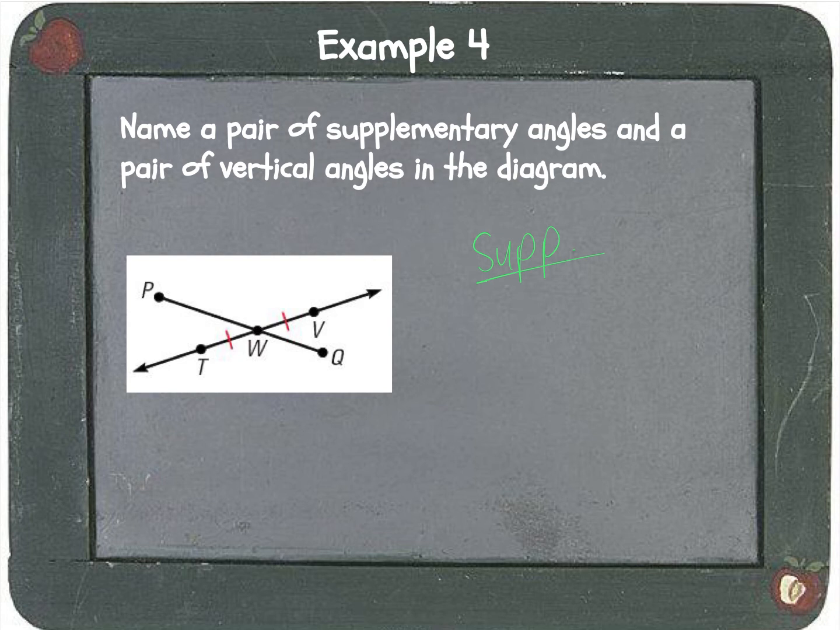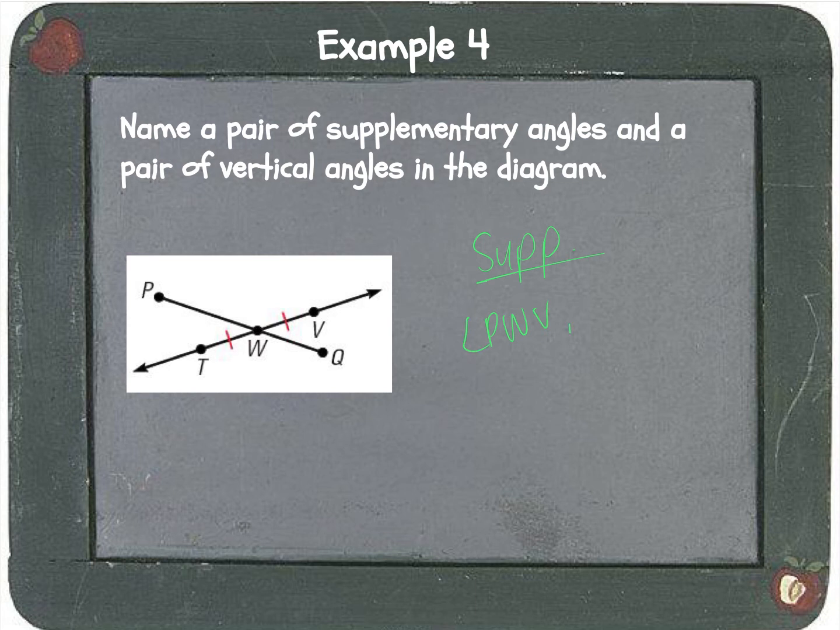TWV alone is how many degrees? 180. We can't pick one angle for it to be supplementary. It has to be a pair. What two angles add up to 180? PWV and PWT. Good.